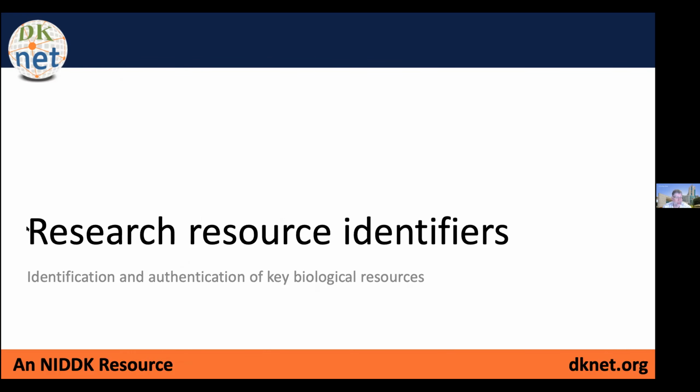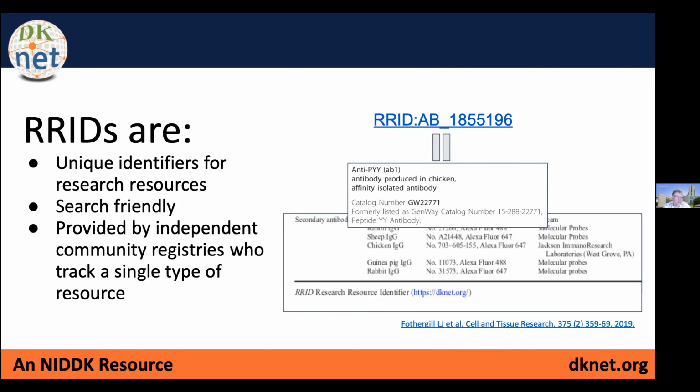And so this is why we began developing research resource identifiers. And really these are meant to identify key biological resources. So what are RRIDs? RRIDs are unique identifiers for these resources. They're search friendly, so you can take the RRID and go to Google, for example, Google Scholar, and search for anything that Google knows about RRIDs. And it's provided by independent community registries.